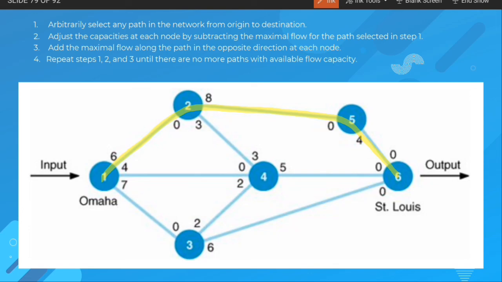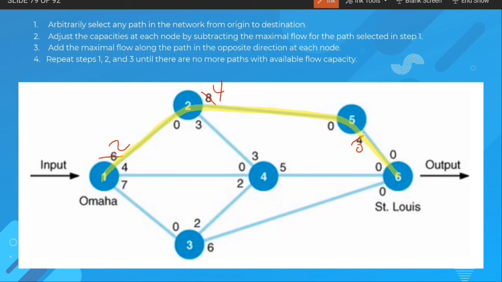So step 2, adjust the capacities at each node by subtracting the maximal flow for the path selected in step 1. So among 4, 6, and 8, ano ang pinakamababa? Siyempre yung 4. So 4 is the maximal flow for path 1, 2, 5, 6. So ang gagawin natin, isasubtract lang natin tong 4 sa mga available cars. So 6 minus 4 is 2. 8 minus 4 is 4. 4 minus 4 is 0 na.